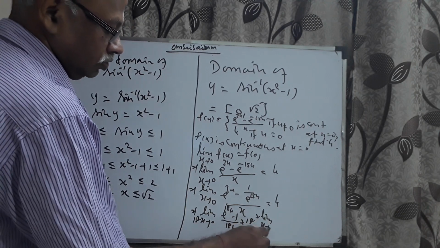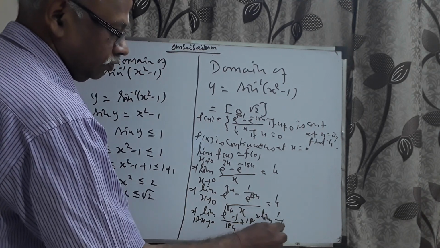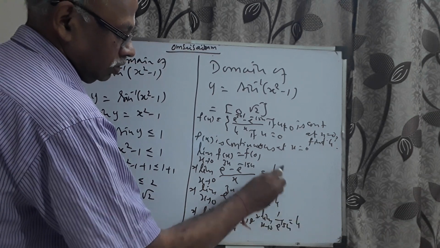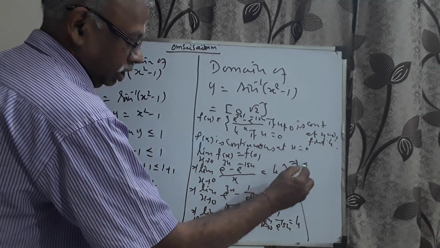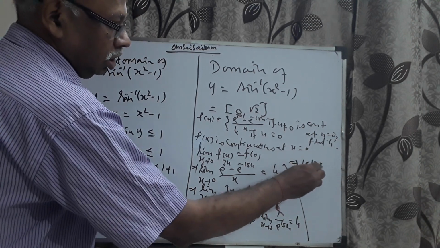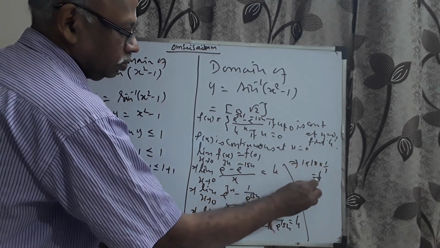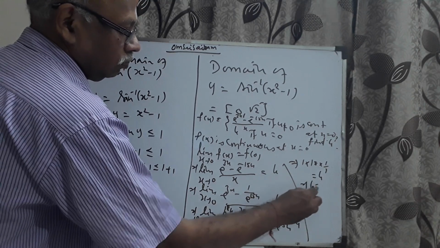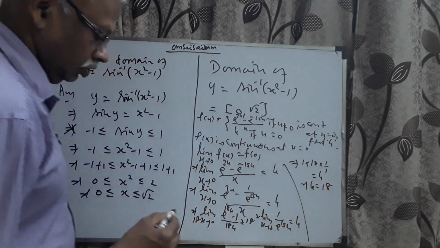Here limit x tends to 0 of 1 by e power 15x is equal to k, which will automatically imply this limit is anyway 1. So 1 into 18 into 1 by 1 is supposed to be k. Therefore, the value of k happens to be 18.